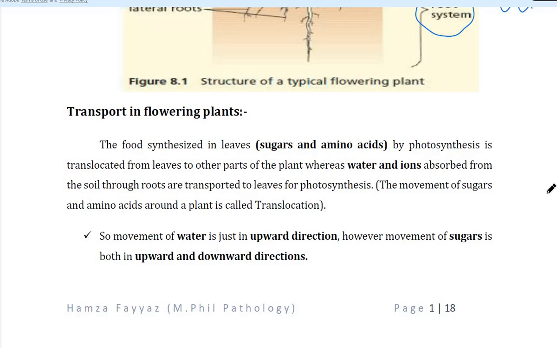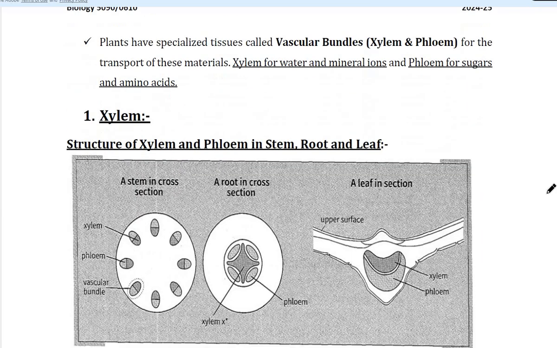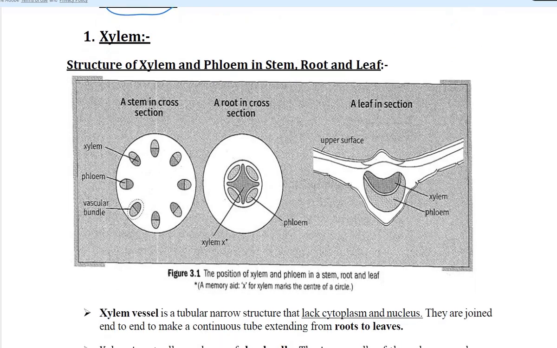Flowering plants basically have two main transporting tissues that are called vascular bundles. The first one is xylem, and the second one is phloem. Xylem is used for the transportation of water from soil to all the parts of the plant. And phloem is used to transport sugar and amino acids from leaves to other parts of the plant. So xylem and phloem are the main structures that control the transport system in plants.